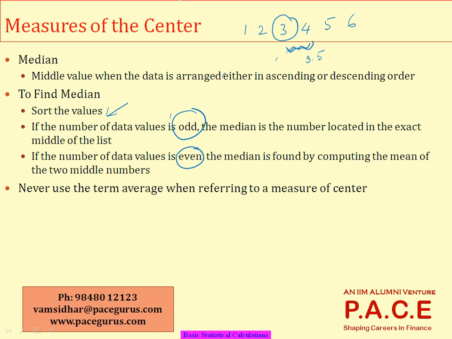One thing we have to keep in mind: we are always using the word average for calculating the center. Whenever we say center, we tend to use the word average, but please do not use that particular term. Whenever we talk about the centeredness of the data, use the measures mean, median or mode rather than the word average. Though average will refer to the mean, it's better to avoid the term average.